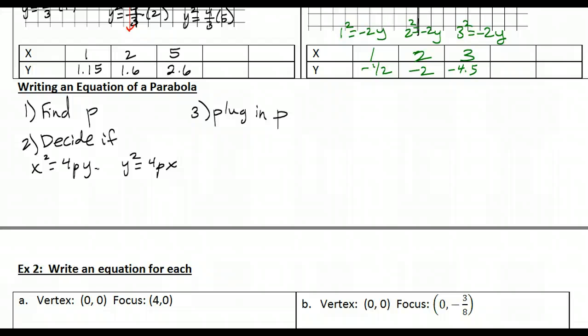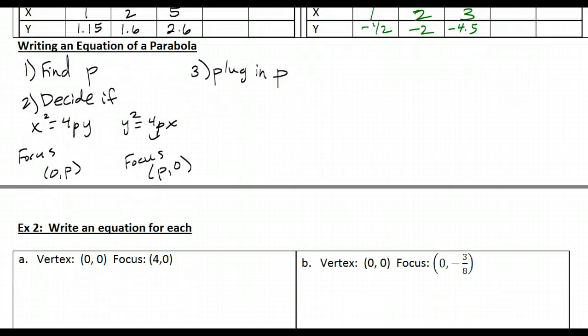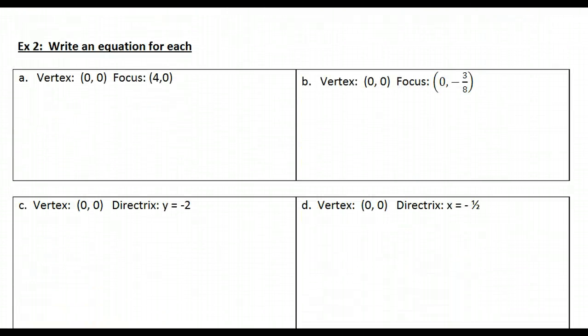Let me just say it now while you're writing stuff down. Remember that I said if it goes with a y value, the focus is going to be 0, comma y, and if it's with an x value, the focus is going to be x, comma 0. That's one way you can think of it. Another way is drawing yourself a little sketch. When you sketch it, then you really know what's going on. Okay, so here we go.